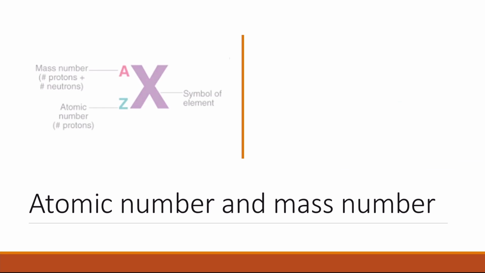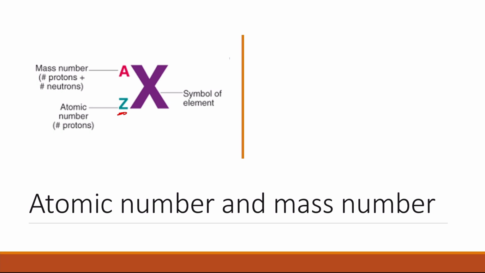The atomic number and mass number: usually there are two numbers that represent any ion or atom. These are the mass number and the atomic number. The mass number is usually written at the top left, and it is the total number of protons and neutrons inside the nucleus, while the number written at the bottom left is the atomic number. An atomic number represents the number of protons inside the nucleus.